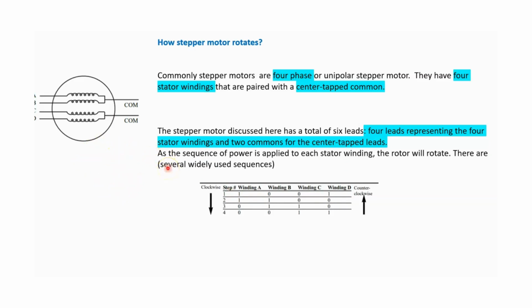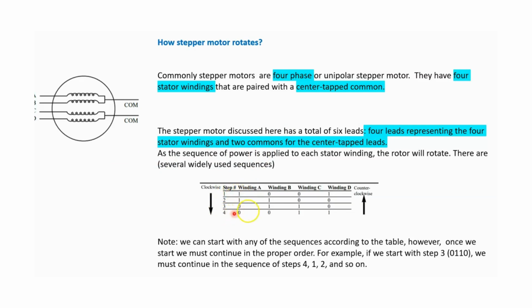To do so, how do we do this? We apply the pulses in this sequence. Let us first apply this sequence, which is 1001. At winding A, we apply 1, which is high voltage, basically digital 5 volt, and winding B is 0, winding C is 0 and winding D is 1.